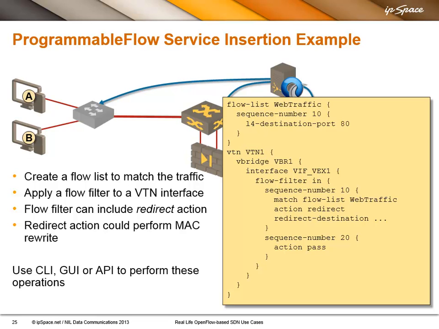Here I define a flow list, which is really an access control list. So you see here I'm matching destination port 80. And then on a particular tenant, on a particular bridge, on a particular interface, I apply this flow list in, sort of like a route map, where I say if something matches this flow list, then I will redirect the traffic to, for example, a web cache, and the redirect destination has to have a MAC address here, and everything else will pass. Like I said before, you can use CLI, GUI, or API to perform these changes, so you can tie this in with an orchestration system.